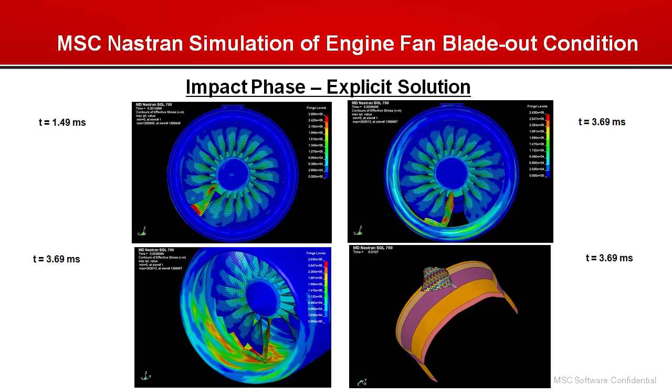So here we show the fan blade out analysis with one release blade at 1.49 milliseconds. So you can see this blade is being released. The purpose of this fan blade out analysis is basically to ensure engine safety and comply with FAA and JAA, the European counterpart of FAA, the Joint Aviation Authorities regulations.